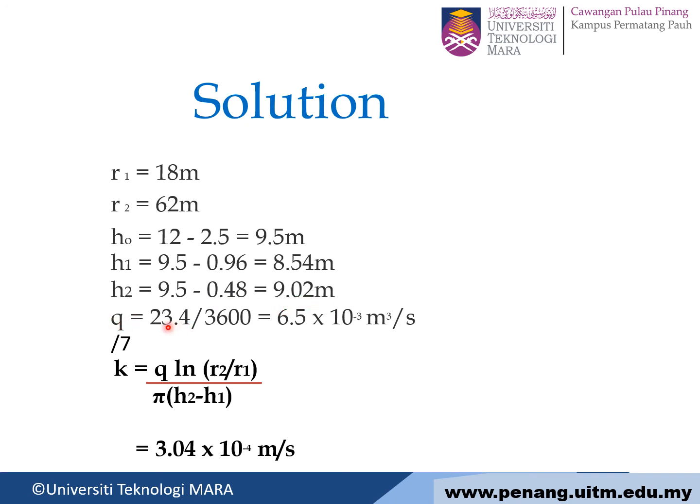So Q is 23.4, divided by 3600 to get meter cube per second. You have to convert the Q value to meter cube per second because this is in SI units. Alright, so K is equal to Q ln R2 over R1 divided by pi times H2 squared minus H1 squared, which is equal to 3.04 times 10 to the power of minus 4 meter per second.